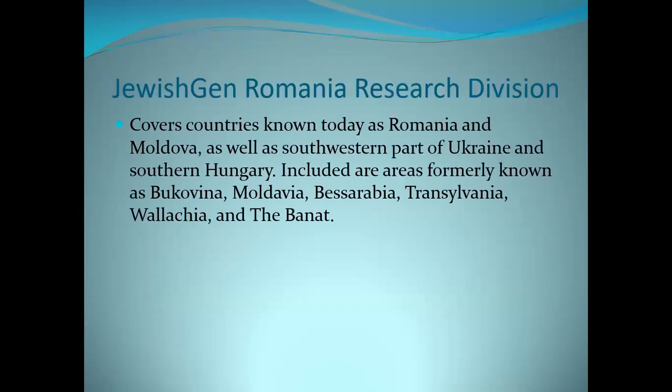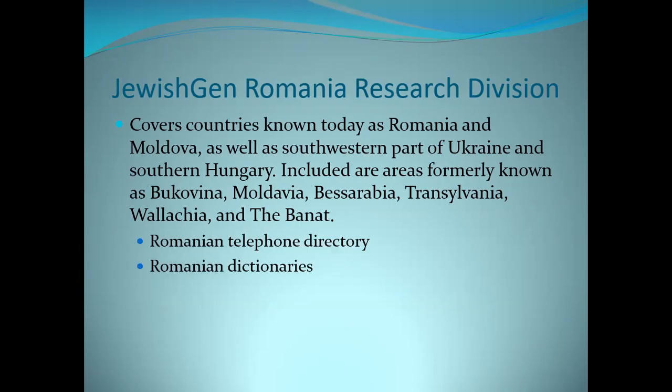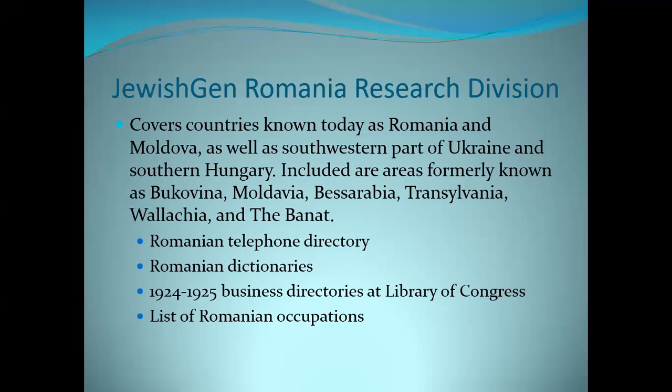Let's see, Romania. That one covers countries known today as Romania and Moldova as well as southwestern Ukraine and Hungary. Areas formerly known as Bukovina, Moldavia, Bessarabia, Transylvania, Wallachia, and the Banat. If any of those areas are related to your research, you should check to see what they have here. They have telephone directories, dictionaries, business directories, occupations in Romanian, tons of information to help you. And where are the archives?